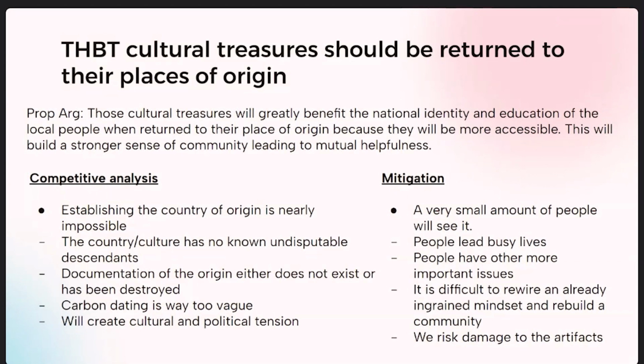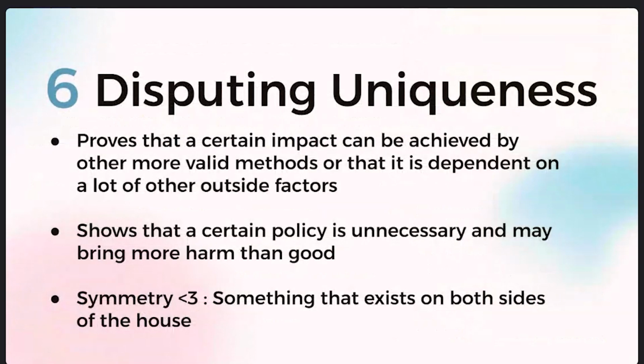Now, that was very long, I do apologize. We're going to the fourth method of disputing, which is personally my favorite one. It's disputing uniqueness. This proves that a certain impact can be achieved by other more valid methods, or that it is dependent on a lot of other outside factors. This shows that a certain policy is unnecessary and may bring more harm than good.